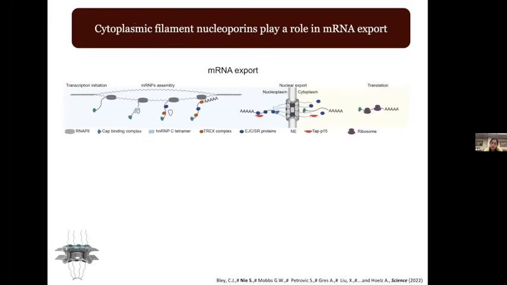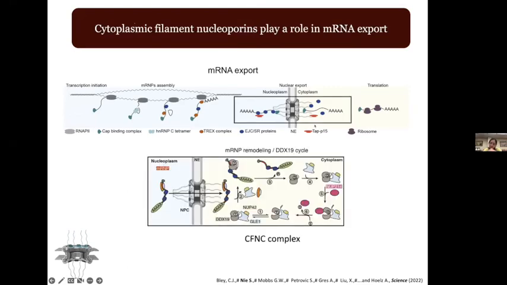The previous study showed that this cytoplasmic filament could have some role in mRNA export. As we may all know, mRNA is first synthesized in the nucleus, and then with the nuclear pore transport it goes to the cytoplasmic face. But there is a very key step at the cytoplasmic face: the CFNC.